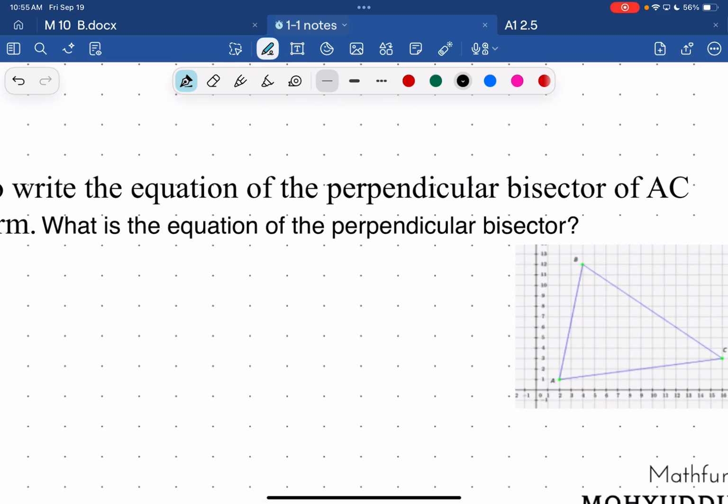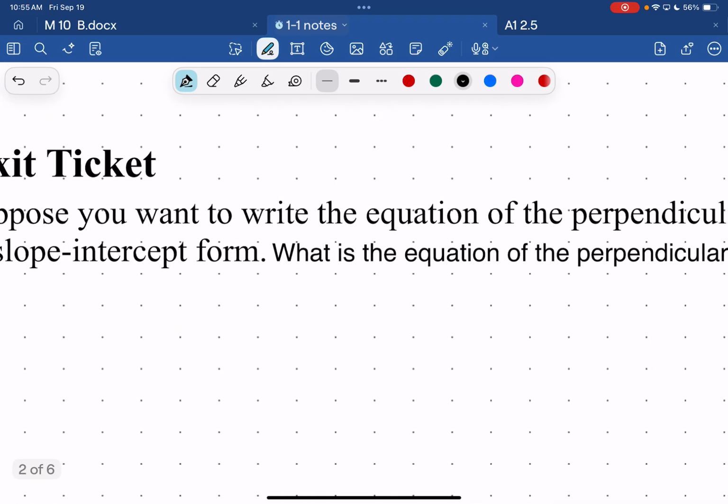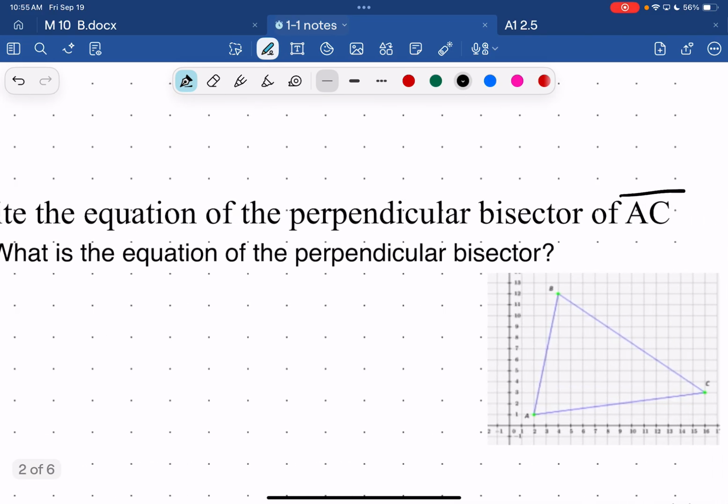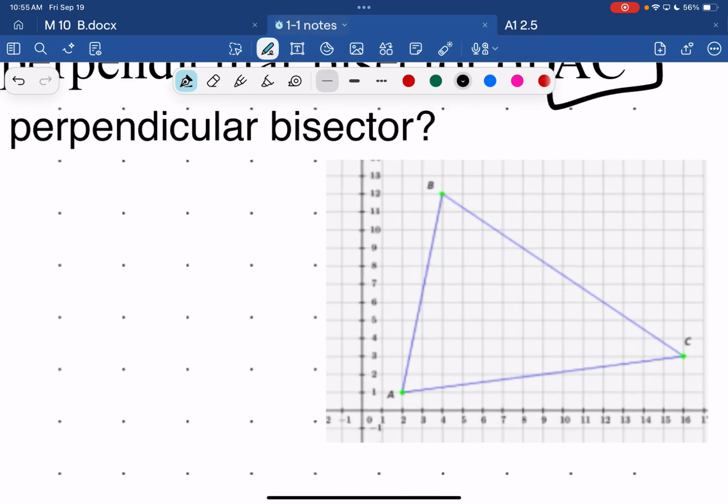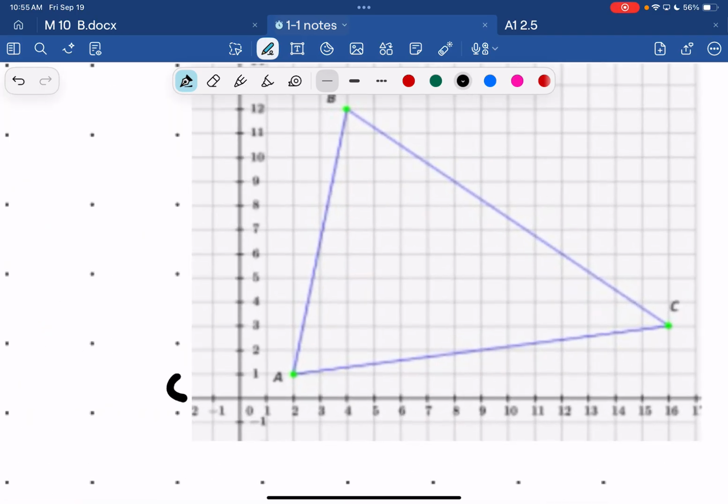Suppose you want to write the equation of the perpendicular bisector of AC. Someone give me the coordinates of A. 2, 1. Someone give me the coordinates of C. It is 16, 3. If you want to find the perpendicular bisector, it will go through the midpoint.